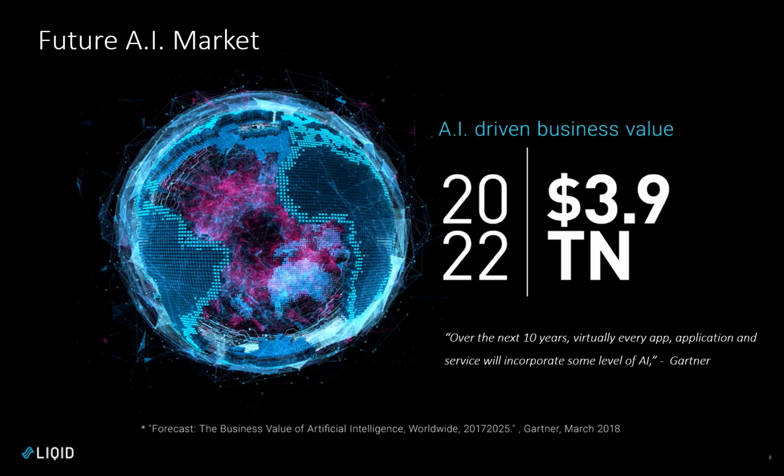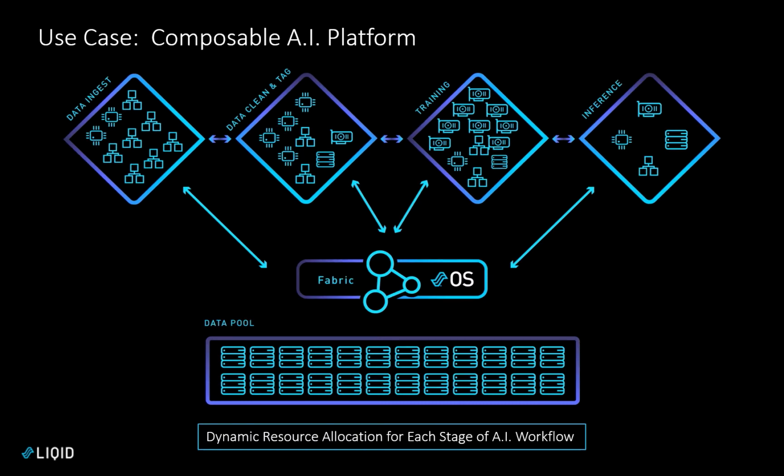We all understand that the AI business opportunity is massive and it's large. But the thing that we like to talk about is that AI is not an event. We don't go do AI. AI is actually a workflow. The first part of the workflow is data ingest. We are bringing the data into the environment, and that's normally a networking intensive activity. And then we move to data cleaning, tagging, scrubbing, normally a compute intensive activity.